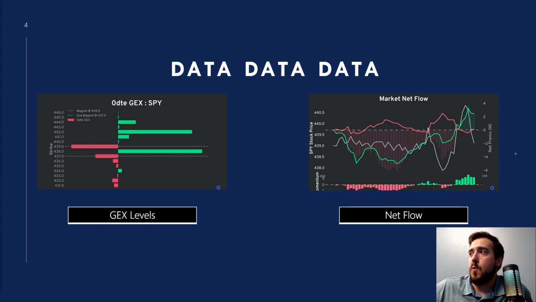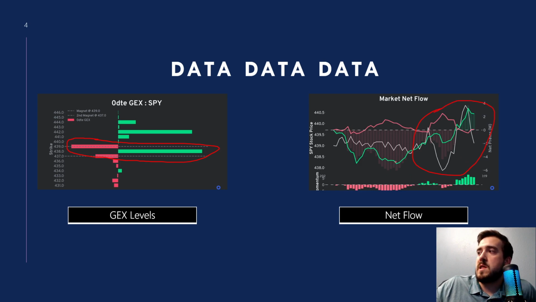So with flow looking the way that it did, I took these screenshots just moments apart, and so if we look at these two, but then also this here. The way that I read this, your green line is the amount of calls being bought at the moment, your red line is the amount of puts being bought at the moment, your white line is your stock price. And so with that, these two things working in unison, right?